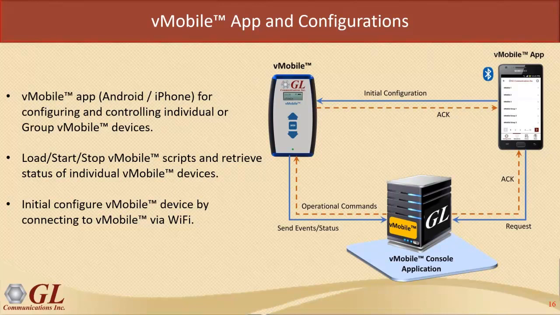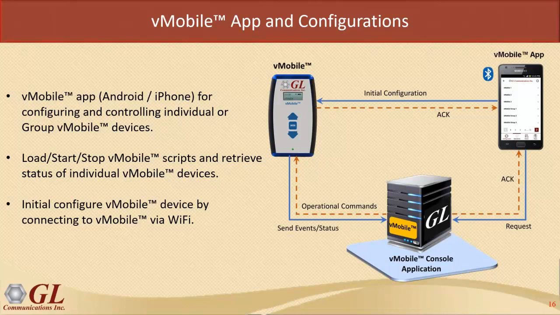If you look at this picture, the app is talking to what we call our console application, which is sitting somewhere in a central location, and then the console is talking to the vMobile, because the vMobile is constantly pinging the console. So the app doesn't care where the vMobile is. It can be right next to it, or it can be 1,000 miles away. It doesn't matter. So the app is always able to find the vMobile.